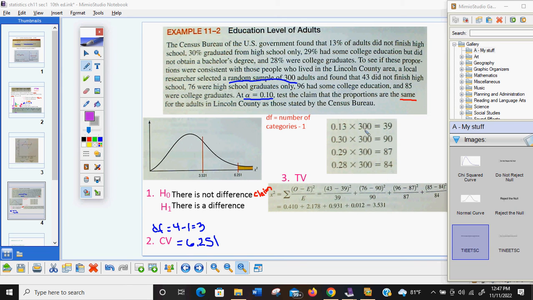These are your expected values, okay? So now, let me write that over here to the side. These are the ones that are expected. So now you want to follow the formula, observed minus expected squared over expected. This gives us our chi-squared test value. So they observed 43 in the did not finish high school, minus they expected 39. So 43 minus 39 squared over 39, plus, because we're summing, the next category was graduated from high school. They observed 76, minus they expected 90 squared over 90.